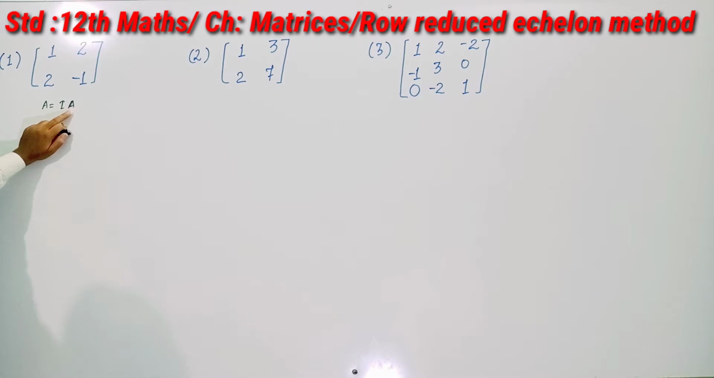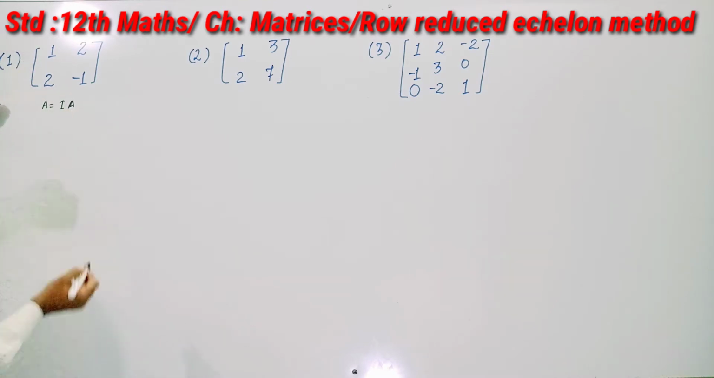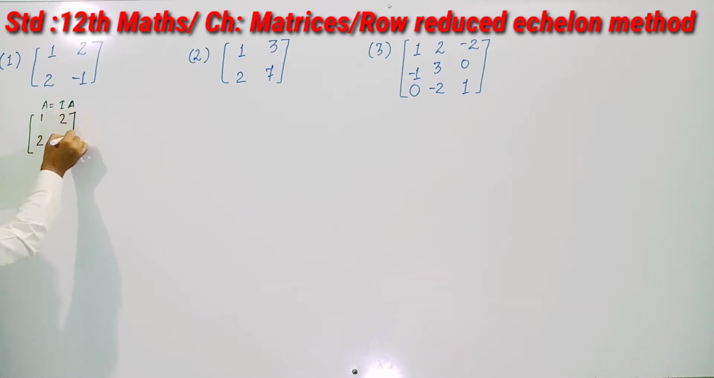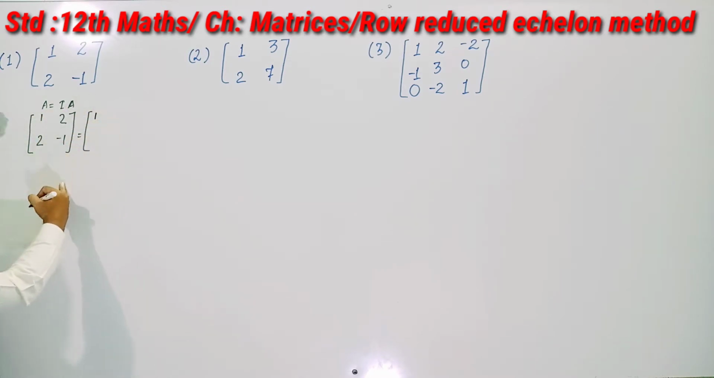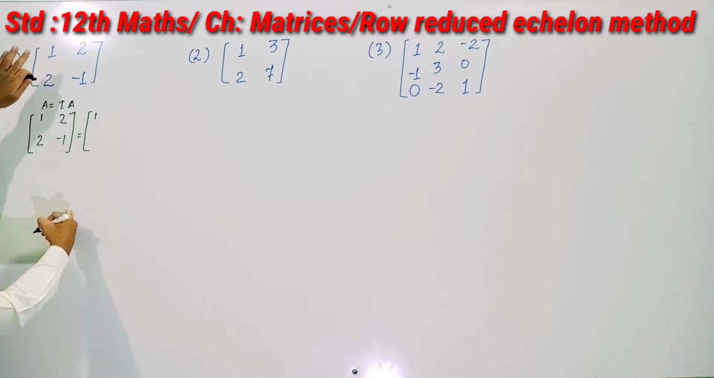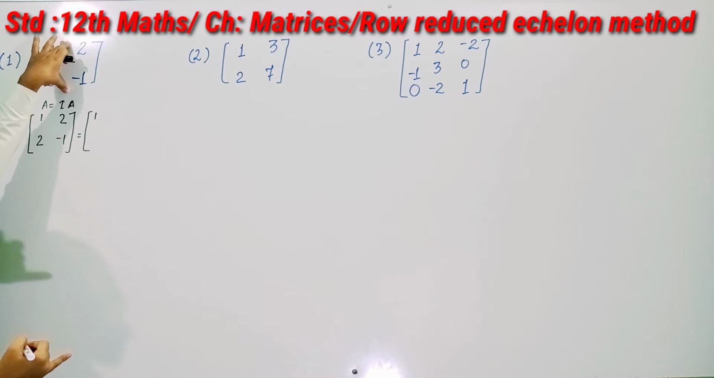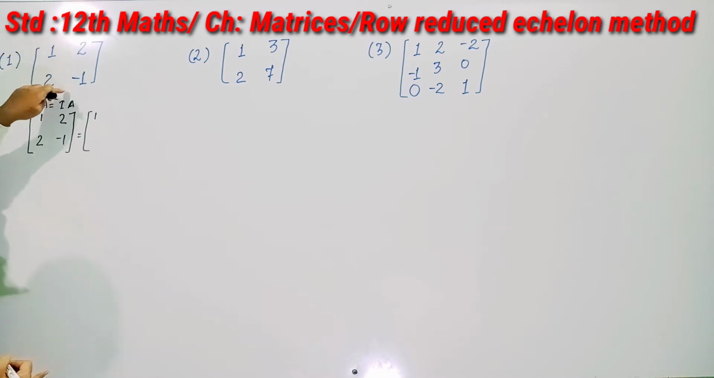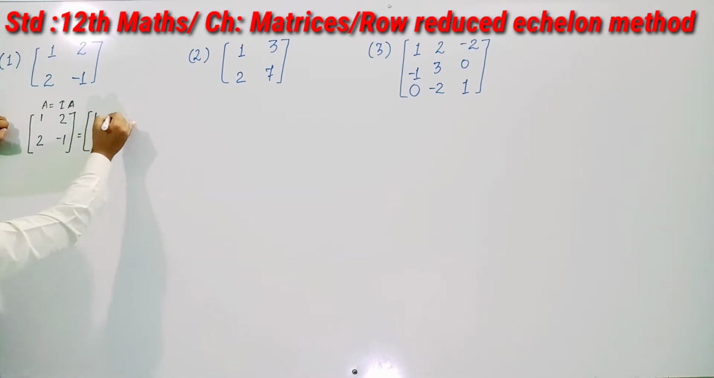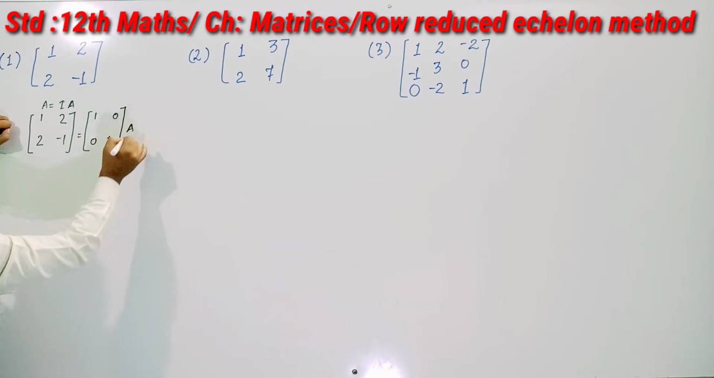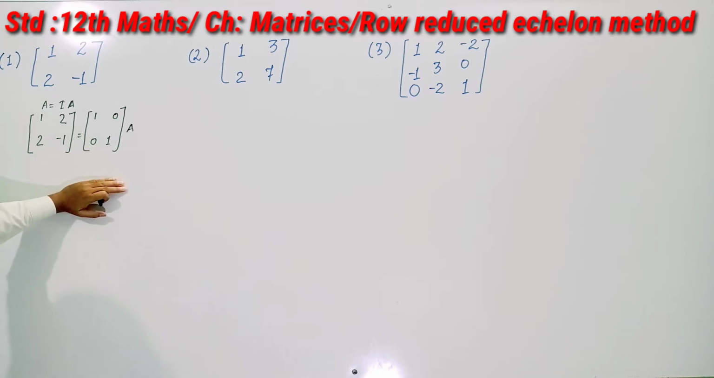That matrix. So here students, the matrix A has the elements 1, 2, 2, minus 1, and here is the identity matrix. You will have to take this identity matrix with the same order as that matrix. This matrix is 2 by 2 because it has 2 rows and 2 columns. So the identity matrix should be 2 by 2. So 1, 0, 0, 1. Okay students, what do we have to do over here?